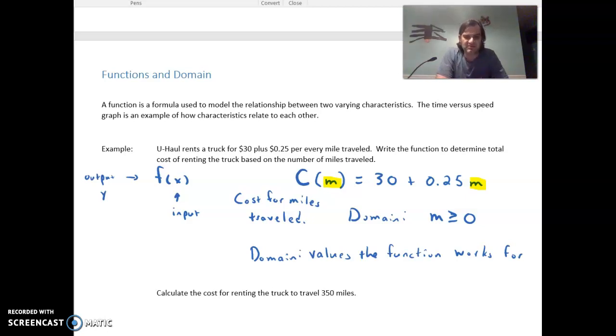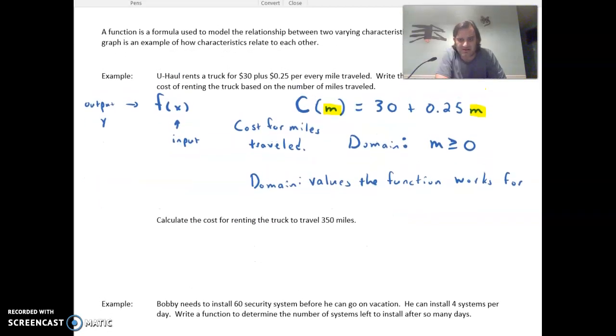But in this case, what we're really saying is when we talk about domain, are there any numbers that just don't work? So we're not going to drive a negative number of miles. In some scenarios, negatives might make sense, but not in this one. So what we're doing here is relating the miles traveled to the cost it's going to take to rent this truck. And you've got to get used to the notation, but what we're saying is we can't travel less than 0 miles.